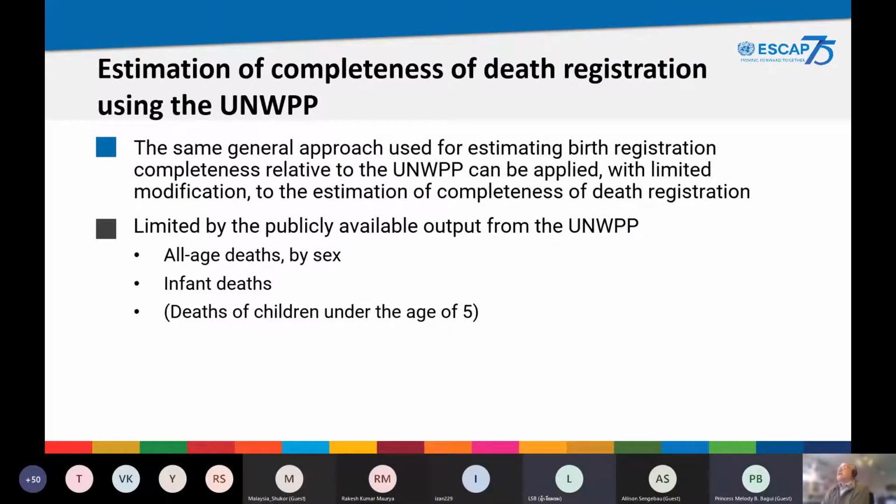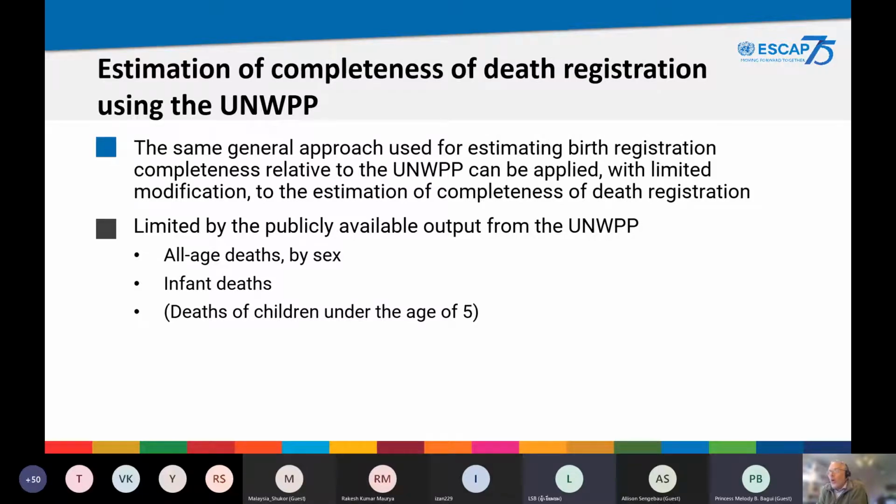When we are using data from the UNWPP, the same general approach for estimating birth registration relative to the UNWPP can be applied with limited modification. But we are limited by what is publicly available, the output from the UNWPP on an annual calendar year basis. In general, the UNWPP projects the population in 5-year age groups over 5 calendar year periods. And they only produce limited tabulation of the annual number of events on a single calendar year basis.